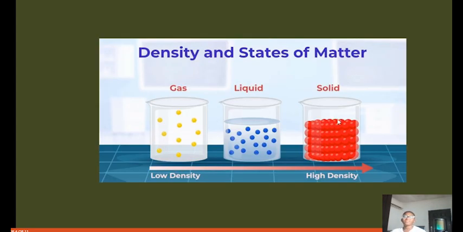So these are different states of matter and their density. As we all know, solid has the highest density because its particles are closely packed together. Look at the liquid; it's not as closely packed as the solid, and the gas is so porous, and the particles are not close together at all.